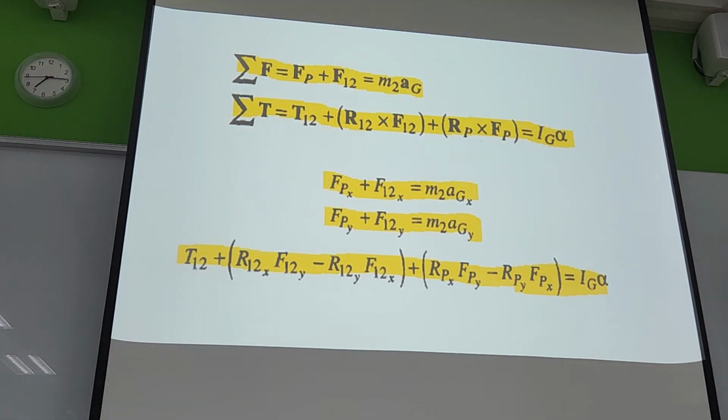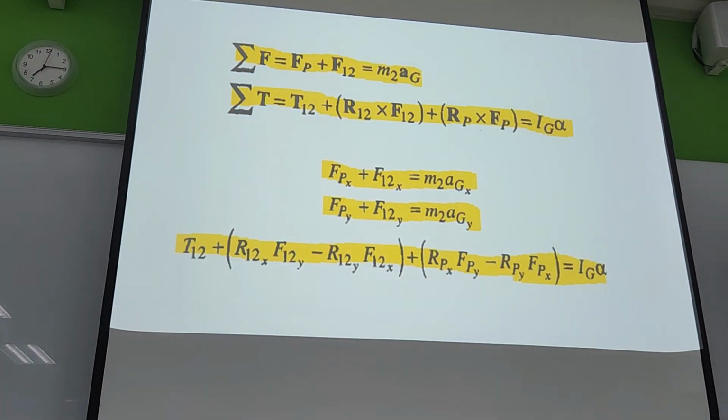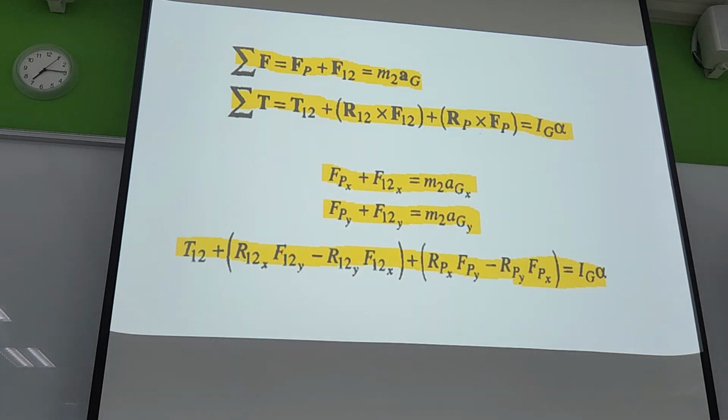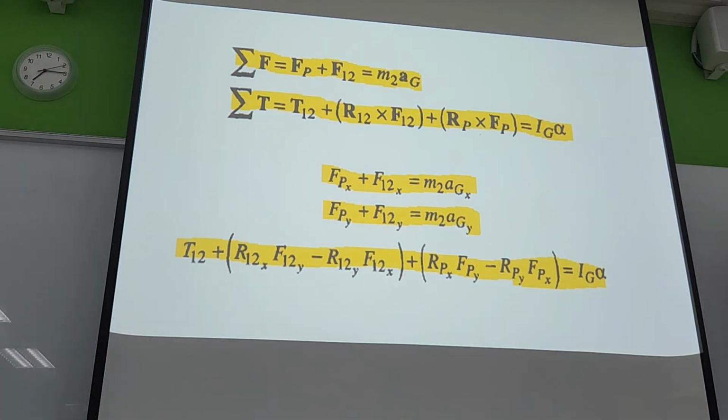Okay, so we can write this vector equation into scalar equations by taking the x component and y component. Therefore, the first equation, which is a vector equation, we are splitting into two scalar equations. We can write it as the Fp x component plus F12 x component should equal M2 into acceleration G x component. Similarly, the Fp y component plus F12 y component should equal M2 into the acceleration of the centroid y component. So this vector equation we have written in terms of two scalar equations. Now we can look into this equation. Okay. So this equation requires some treatment.